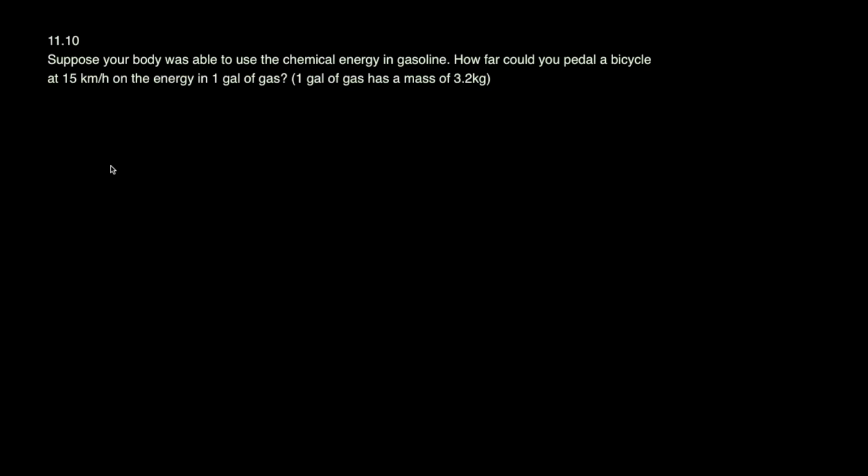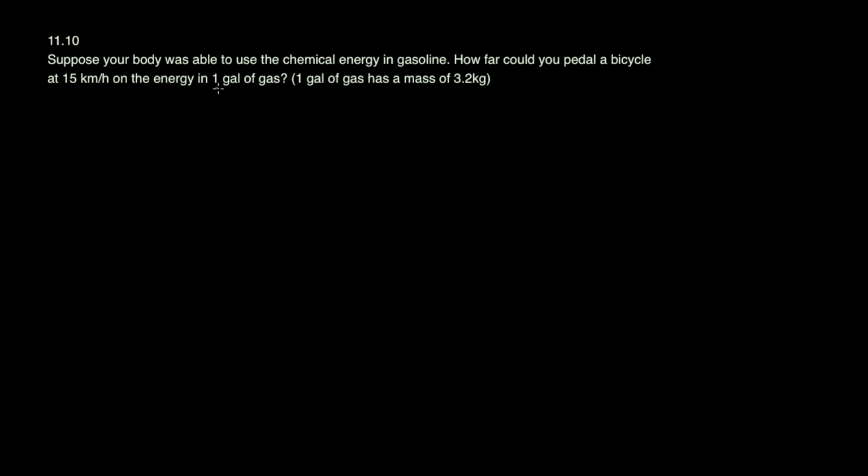Let's try 11.10. Suppose your body was able to use the chemical energy in gasoline. How far could you pedal a bicycle at 15 kilometers per hour on the energy in 1 gallon of gas? 1 gallon of gas is a mass of 3.2 kilograms.